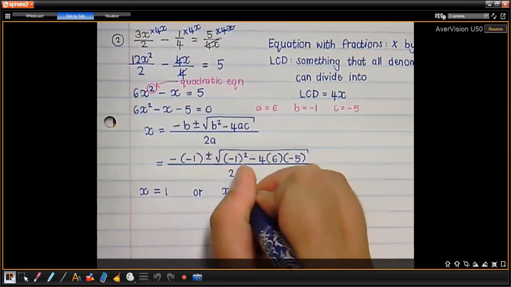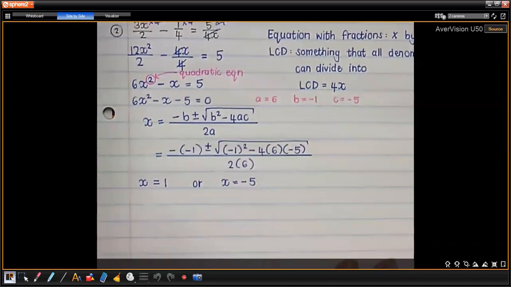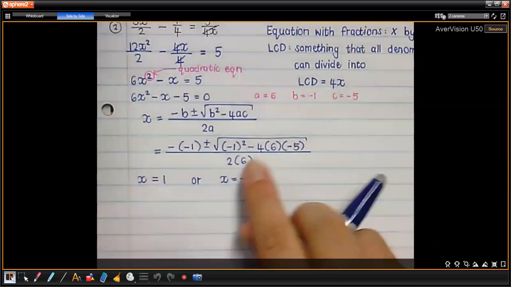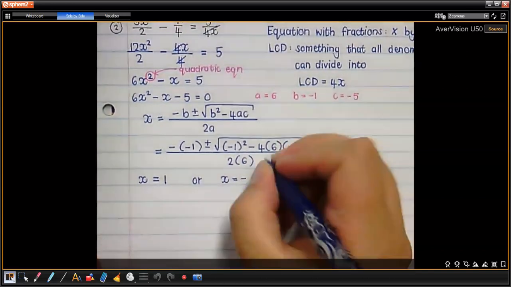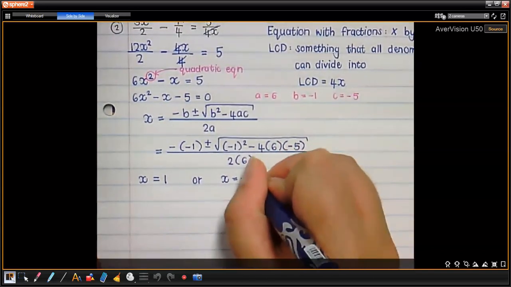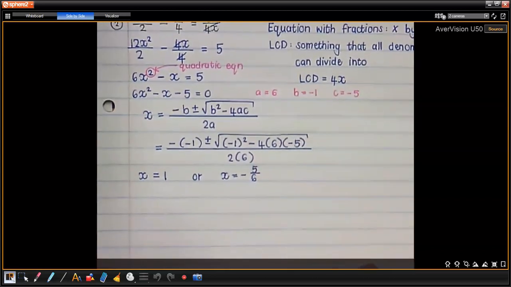Negative 5. Thank you. Does anyone else get these values? Oh, sorry, 5 over 6. My apologies. 5 over 6. There we go. Yes.